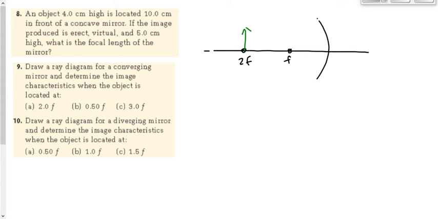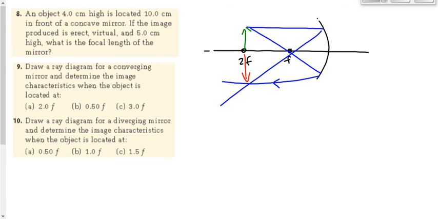First ray is going to go parallel to the principal axis, then down through the focal point. Second ray is going to go down through the focal point, or somewhere near the focal point. Let's pretend that went through the focal point. And let's pretend that was straight. And let's pretend it ended up directly below 2F.